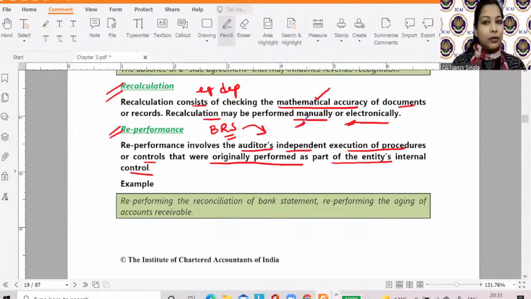Recalculation: you are checking the mathematical accuracy of documents or records, and recalculation can be done manually or electronically. Reperformance: the auditor's independent execution of procedures. See, the keywords involve the auditor's independent execution of procedures or controls that were originally performed as a part of the entity's internal control. I gave you the example of VRS.